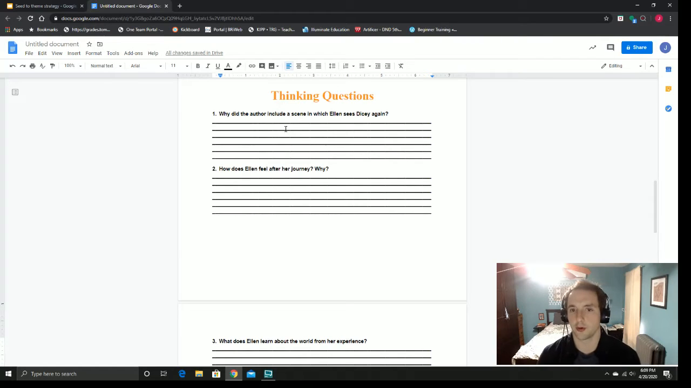I think this is a really good question, especially for those of you who are working on your writing. The author didn't have to include the scene with Dicey. It's not critical to the end of the story. Ellen's home. She could just go see her grandfather, and everything would be dandy. But on purpose, the author puts that scene where Ellen sees Dicey again to show us something about Ellen.